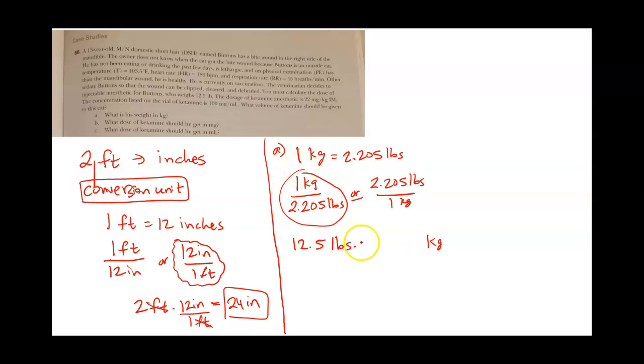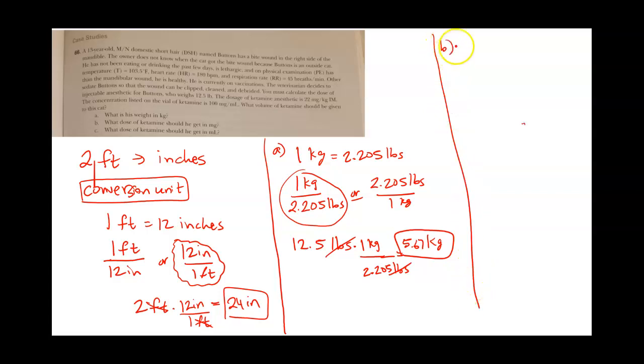So we're going to multiply this by 1 kilogram over 2.205 pounds. And again, what this does is it allows the pounds to cancel. You have one on the numerator, one on the denominator. And then we're going to take 12.5 and divide that by 2.205. And this gives you, I don't know what they want you to round to, but this is going to give you 5.67 kilograms. Okay, that takes care of part A. Now let's go to part B.